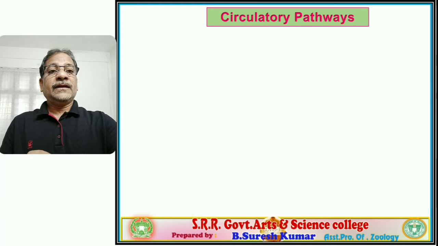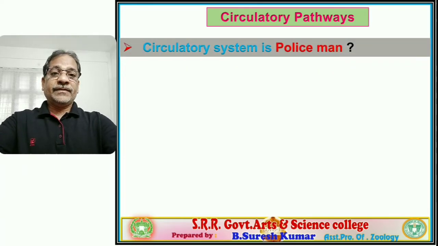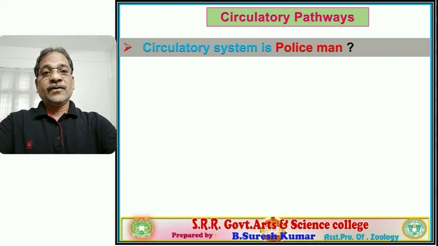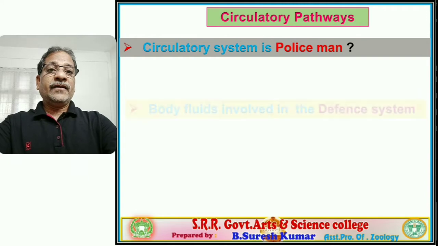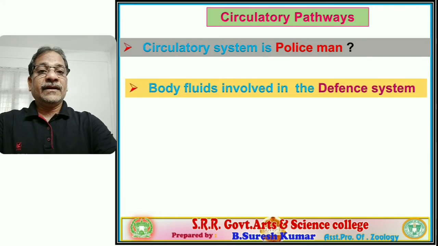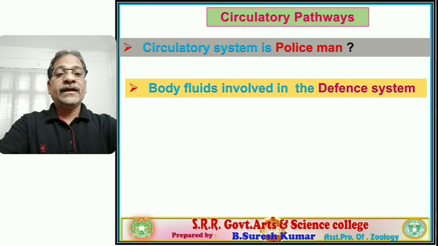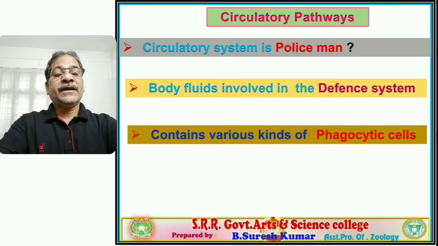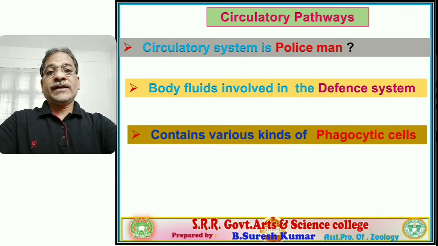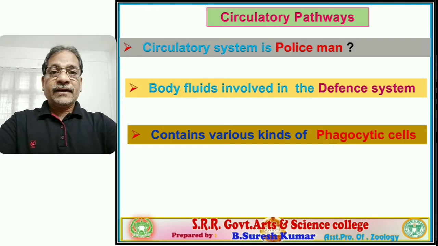And next, the circulatory system is also termed policeman. It serves as a policeman. How is it possible? The body fluids contain various kinds of macrophages, phagocytic cells. They are involved in the defense system. They contain various kinds of phagocytic cells. For example, blood contains white blood corpuscles.